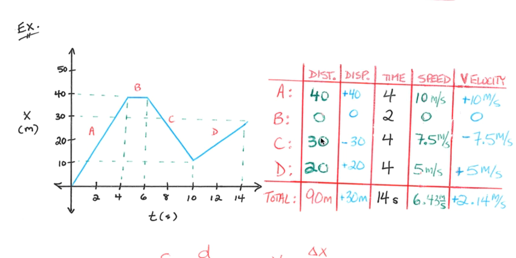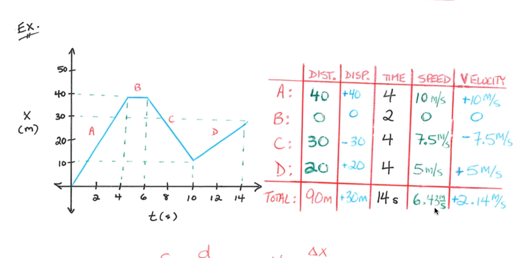For C, my distance 30 divided by my time 4 would give me 7.5 meters per second. And lastly, D, I went 20 meters in 4 seconds for a speed of 5 meters per second. Now I can't simply add all these up because remember, with speeds and velocities, we can't just average them as if they were regular numbers, but we can use the totals that we found before. My total distance, which was 90, divided by my total time, 14, gives me 6.43 meters per second for the average.